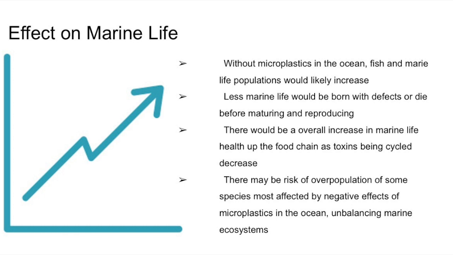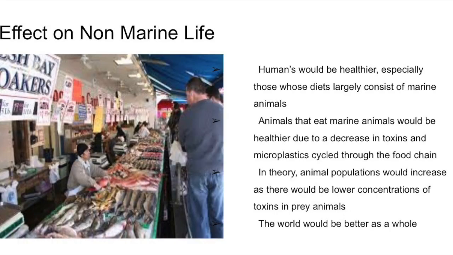The effect on marine life. Without microplastics in the ocean, fish and marine life populations would likely increase. Less marine life would be born with defects or die before maturing and reproducing. There would be an overall increase in marine life health up the food chain as toxins being cycled decrease. There may be risk of overpopulation of some species most affected by negative effects of microplastics in the ocean, unbalancing marine ecosystems.